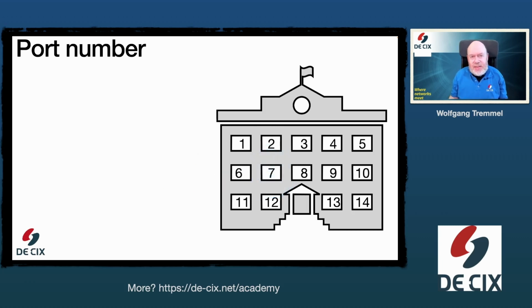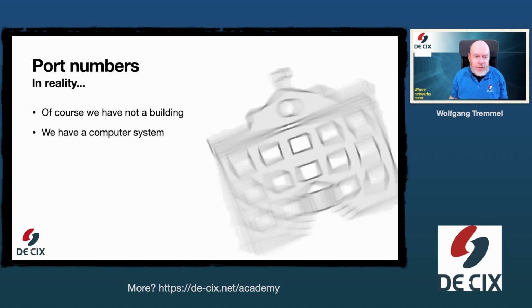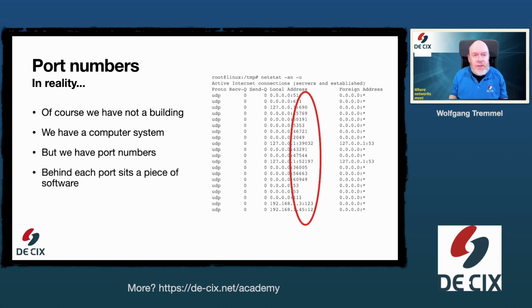Of course, in reality, we do not have a building. We have a computer system and we have software running on it. But we do have port numbers, and behind each of these port numbers there is a piece of software, a program which listens to incoming UDP packets. On some systems this software is called a daemon, and if a UDP packet with a specific port number arrives, it is delivered to that piece of software sitting behind that port number.